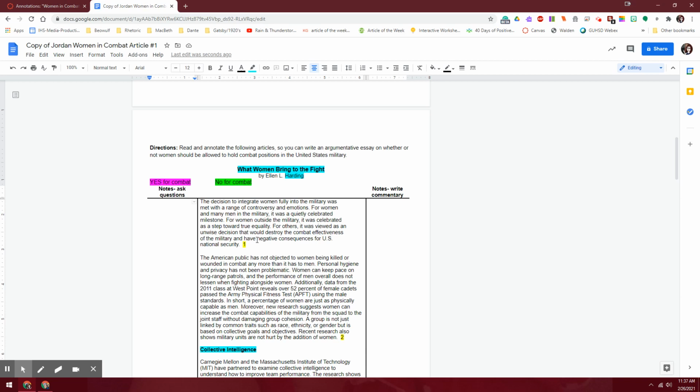Okay, so if I start with this first paragraph, "The decision to integrate women fully into the military was met with a range of controversy and emotions. For women and many men in the military, it was a quietly celebrated milestone. For women outside the military, it was celebrated as a step towards true equality. For others, it was viewed as an unwise decision that would destroy the combat effectiveness of the military and have negative consequences for the U.S. national security."